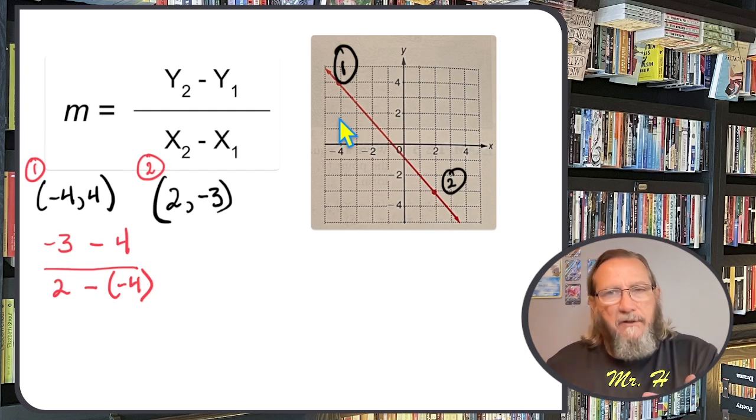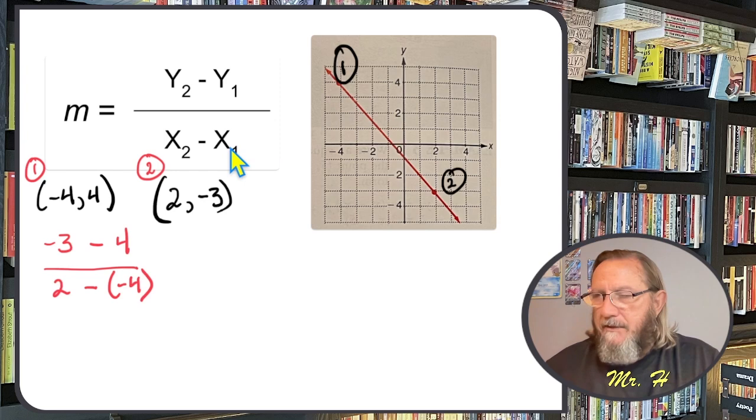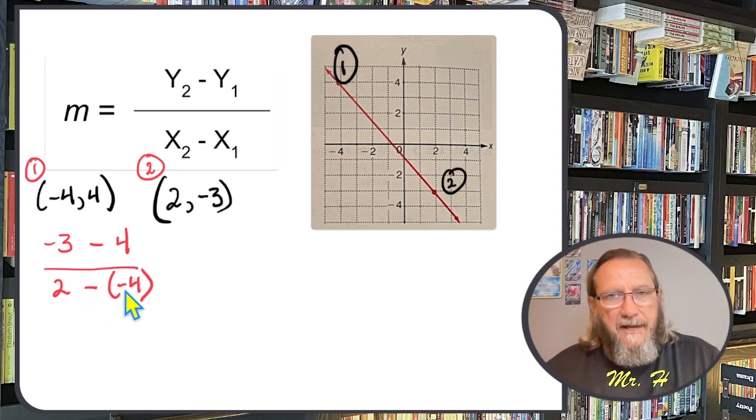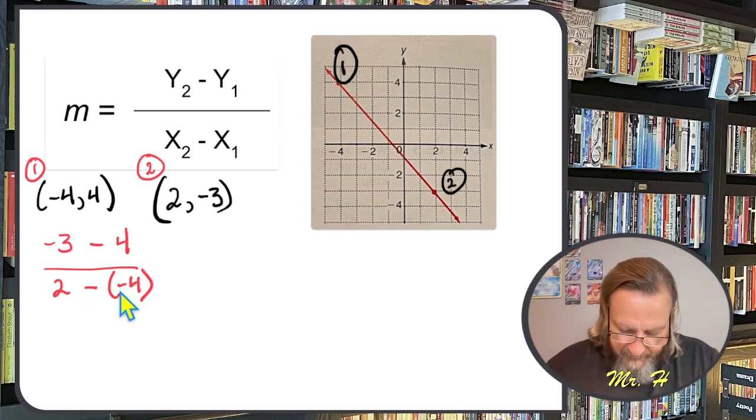Because remember, the formula says subtract, minus. And then it just so happened that for this problem, the x value of the first coordinate was negative. So that's minus negative. Please don't forget that. Otherwise, you will get an incorrect answer.